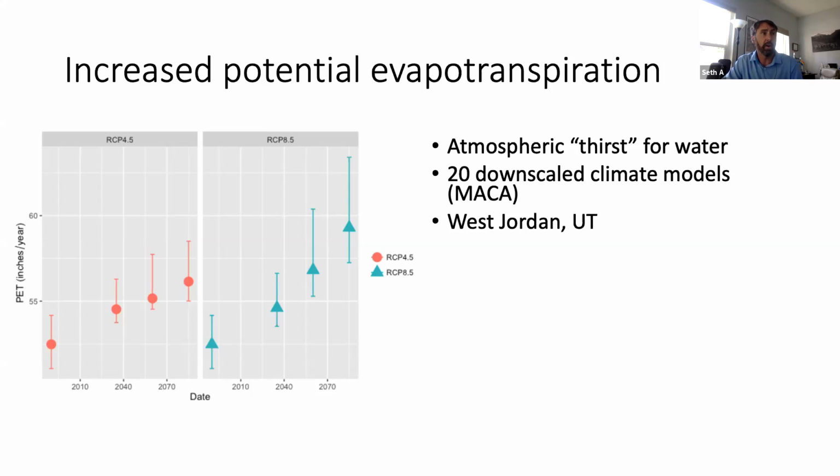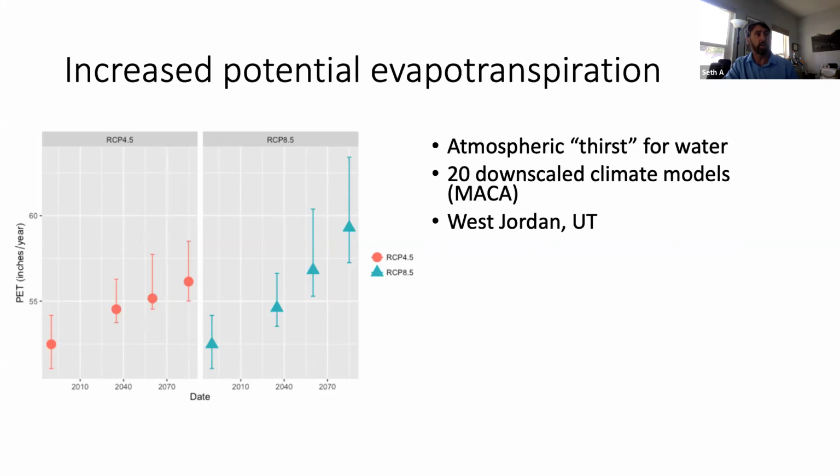These data here come from 20 climate models downscaled from the MACA climate data set, and is for a single location in Utah, West Jordan, Utah, which is near Salt Lake City at about 4,300 feet. So a relatively low elevation site. The left panel here shows the moderate emissions scenario with the red circles, and the right panel shows the high emissions scenario with the blue triangles.